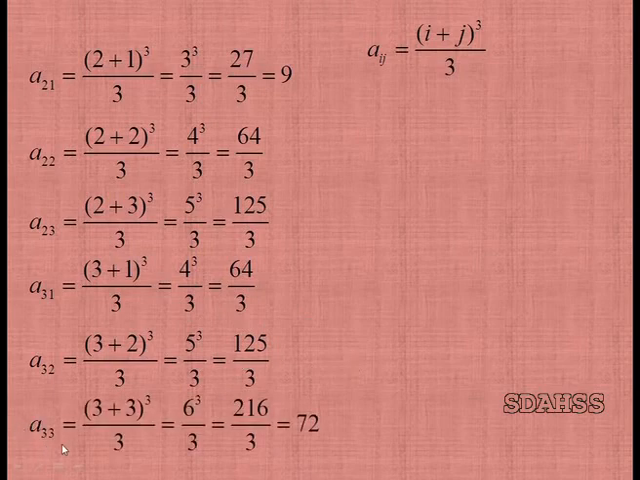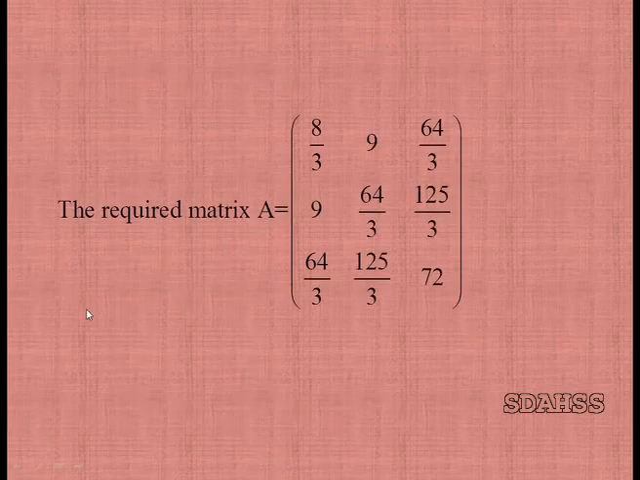Then finally you find A33. Substitute i is equal to 3, j is equal to 3 in the question. So you have (3 plus 3) whole cube divided by 3. 3 plus 3 means 6. 6 cube divided by 3. 6 cube means 216. 216 by 3. Cancel the numerator and denominator by 3. Then you have 72.